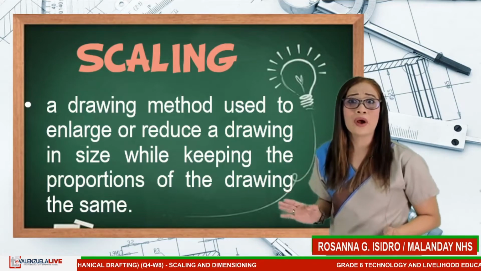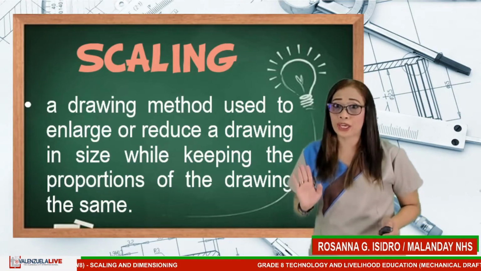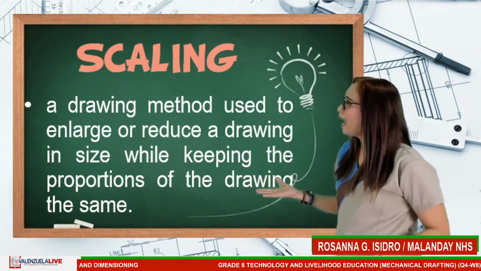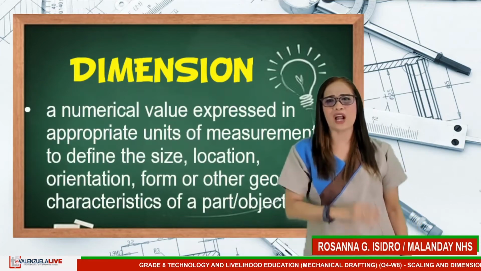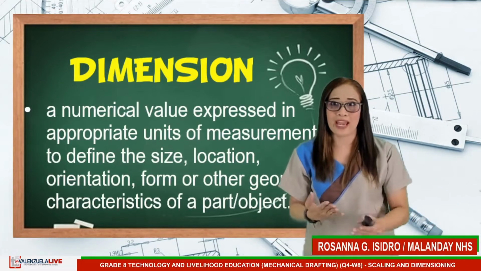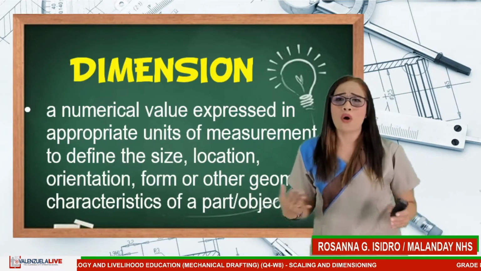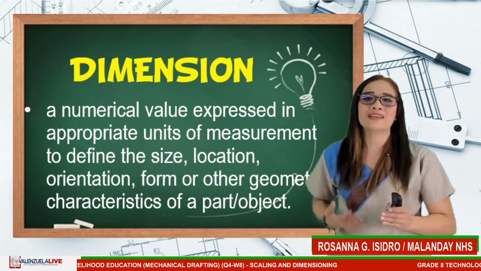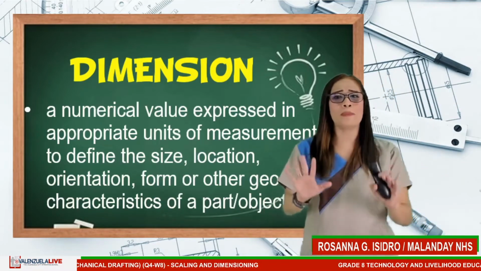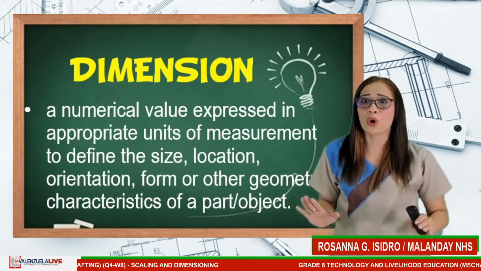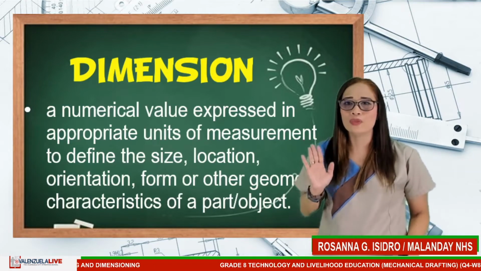Drawings can be scaled up or down using either a calculator or a scale ruler. On the other hand, dimension is a numerical value expressed in appropriate units of measurement to define the size, location, orientation, form, or other geometric characteristics of a part or object. Likewise, it is a process of specifying parts information of an object by using lines, numbers, symbols, and notes.